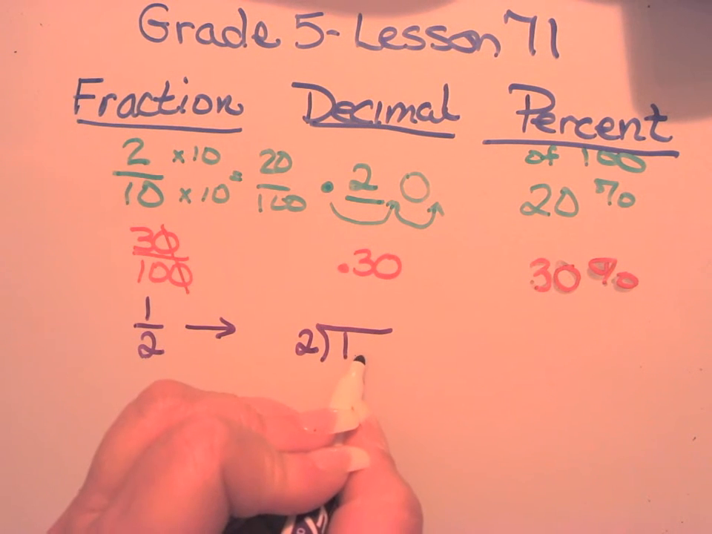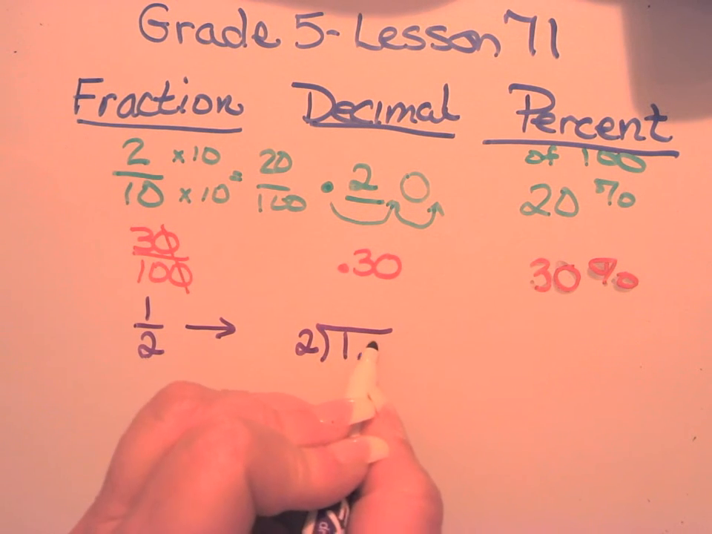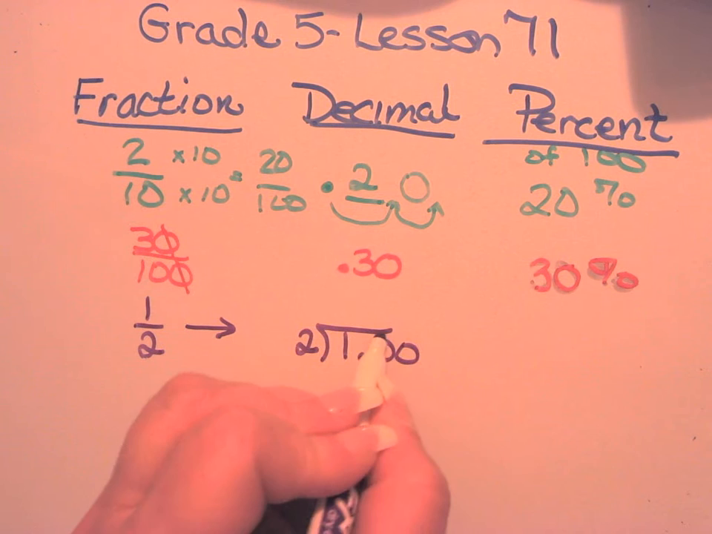Now what we have to do is we're going to put the decimal point and add 2 zeros to the end of it.